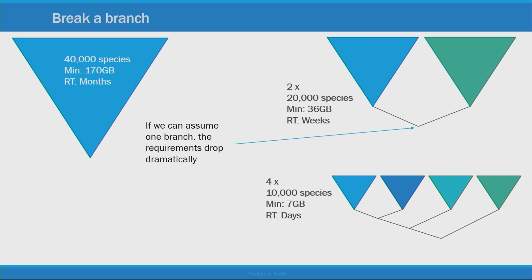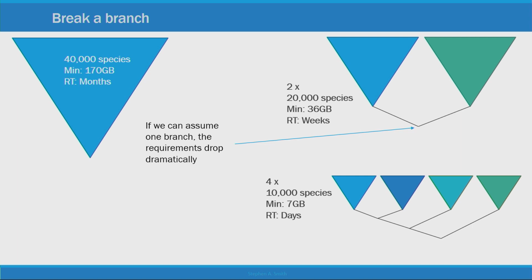Now, if we could just make one assumption, if we could say, okay, maybe we understood and knew the relationship of some deep branch that would split that tree into 2 trees of 20,000 species, the minimum amount of data in that case is 36 gigabytes, and the runtime is weeks.